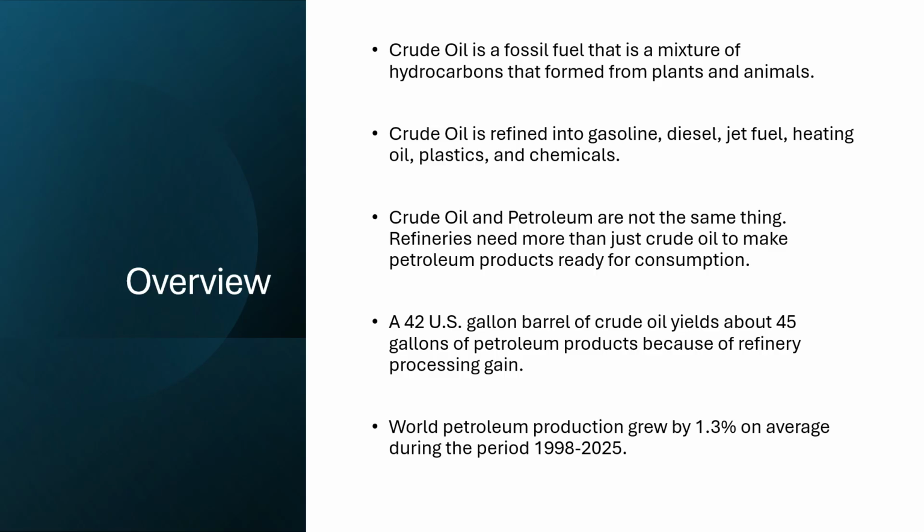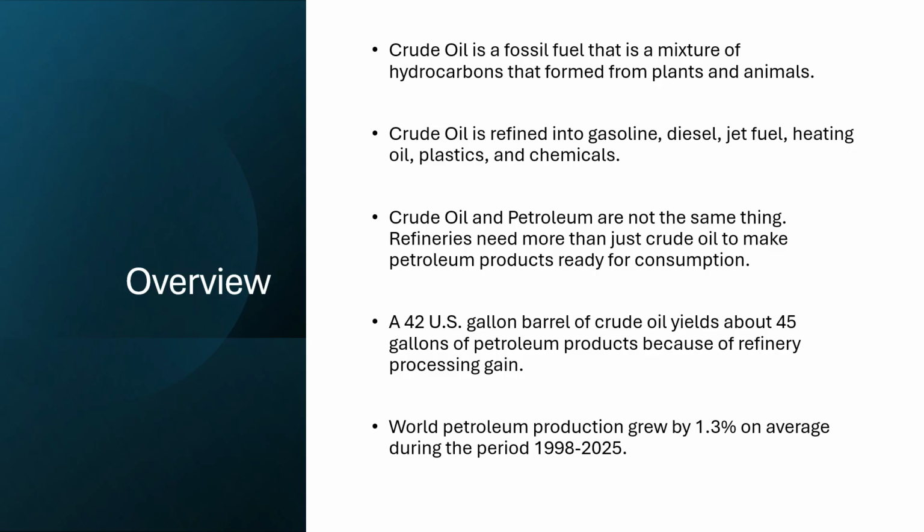After crude oil is removed from the ground, it is sent to a refinery, where different parts of the crude oil are separated into usable petroleum products, like gasoline, diesel, jet fuel, heating oil, plastics, and chemicals. However, refineries need more than just crude oil to make these petroleum products. This is where other liquids come in.